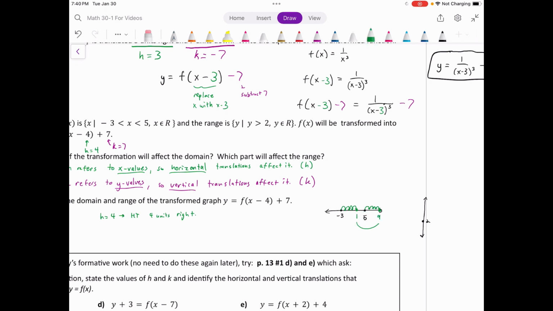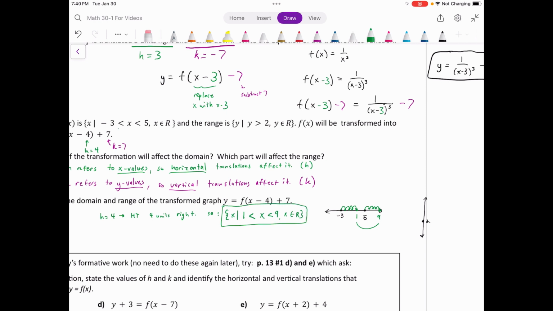So our new domain will be the set of all x's such that 1 is less than, always be careful to check, not less than or equal to, strictly less than x, which is less than 9. X is an element of the real numbers, right? There's our new domain. What's our new range?